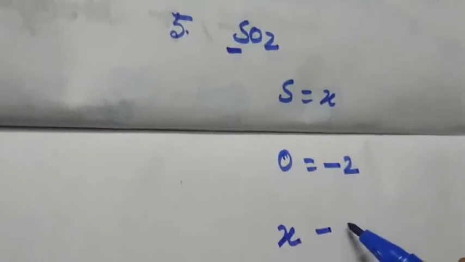SO2. So another example, SO2. What is SO2? SO2, the sulfur. Okay, S is equal to X. Oxygen we already told, that is minus 2. Now you substitute X minus, that is 2 molecules of oxygen are there, 2 into 2. Here no charge is there. X minus 4 equal to 0. X is equal to plus 4. So this is the plus 4 oxidation state. So this is another one.